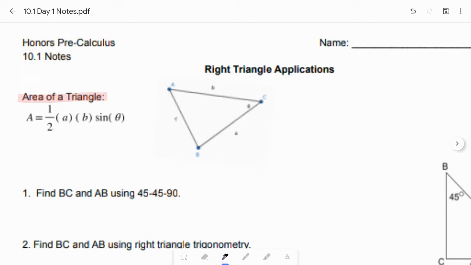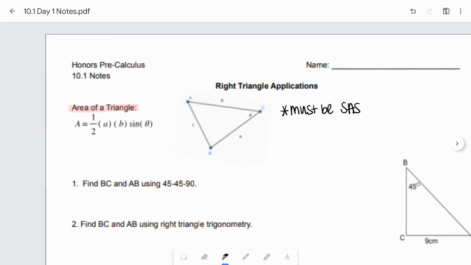The important part to note here is that this must be a side angle side triangle. So for example, if we have side A, then theta is in the middle, that's our angle, and then side B right there. So it would not work if we were using an angle over here and we had sides A and B. So you have to use two sides with an angle in the middle.